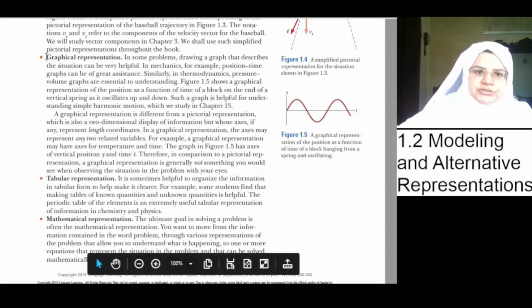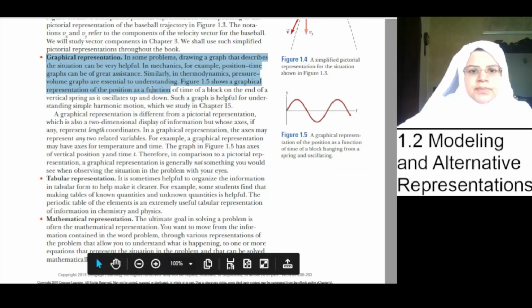Graphical representation. In some problems, drawing a graph that describes the situation can be very helpful. In mechanics, for example, position-time graphs can be of great assistance. Similarly, in thermodynamics, pressure-volume graphs are essential to understanding. Figure 1.5 shows a graphical representation of the position as a function of time of a block on the end of a vertical spring as it oscillates up and down. Such a graph is helpful for understanding simple harmonic motion, which we study in chapter 15.